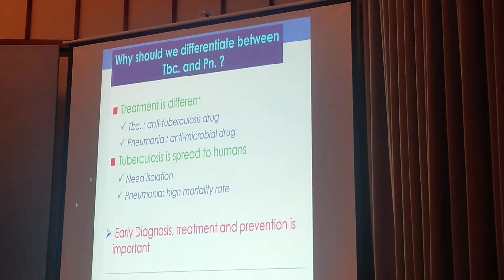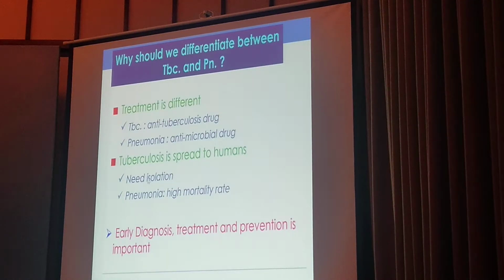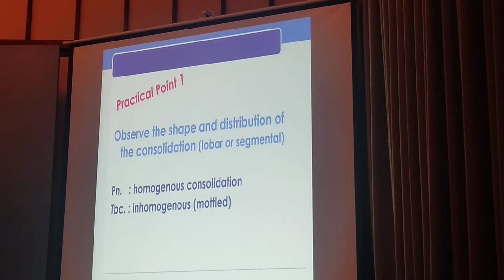So why should we differentiate between tuberculosis and pneumonia? Because treatment is different. Tuberculosis needs anti-tuberculosis drugs, and pneumonia needs antimicrobial drugs. Tuberculosis spreads to humans, so it needs isolation. And pneumonia, if not treated, has a high mortality rate. So early diagnosis and differentiation, with treatment and prevention, is important. So I use these practical points.